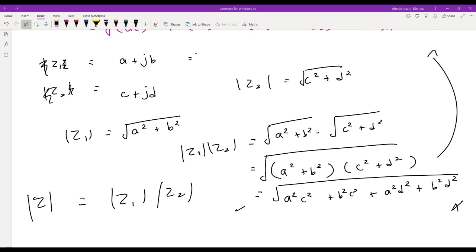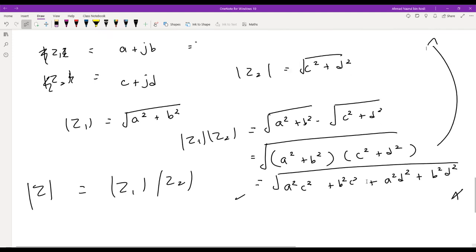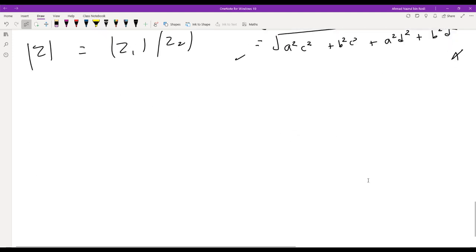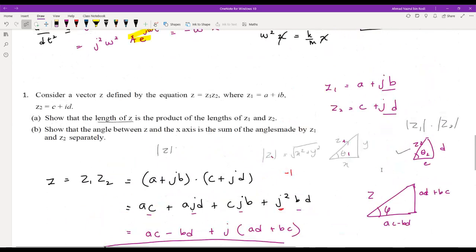All right. Question B. Move to question 1B. For 1B, show that the angle between Z and the x-axis is the sum of the angles made by Z1 and Z2 separately.